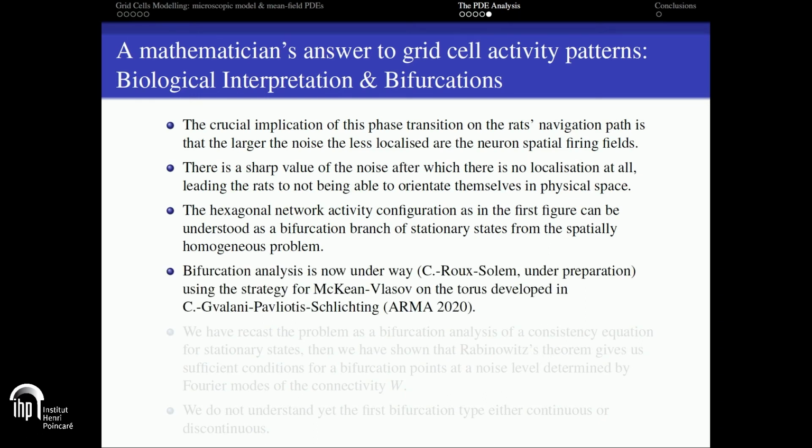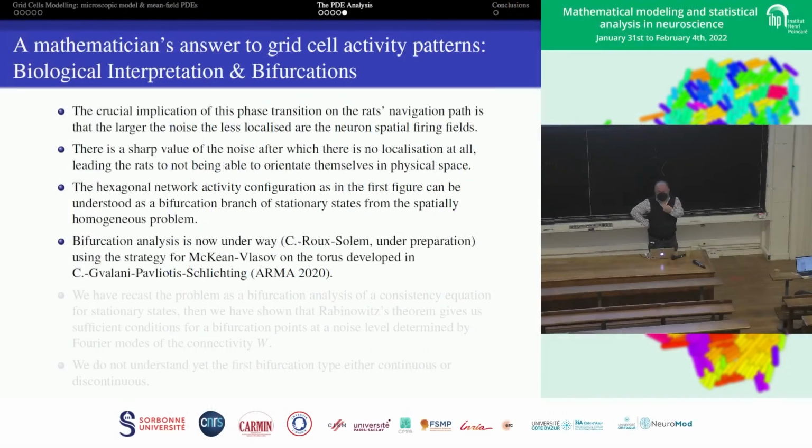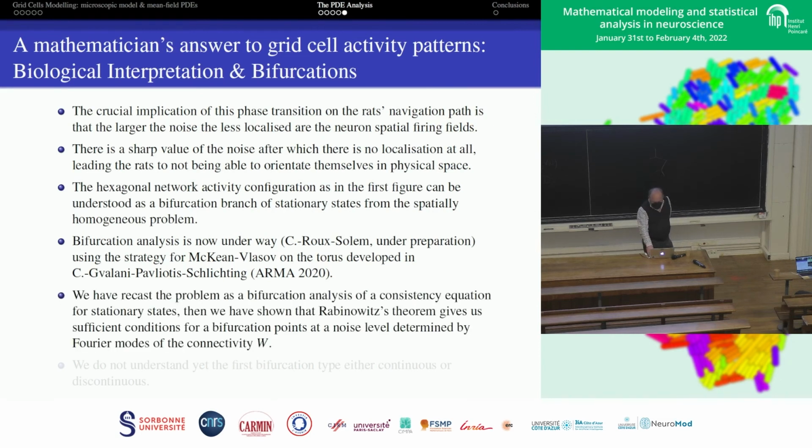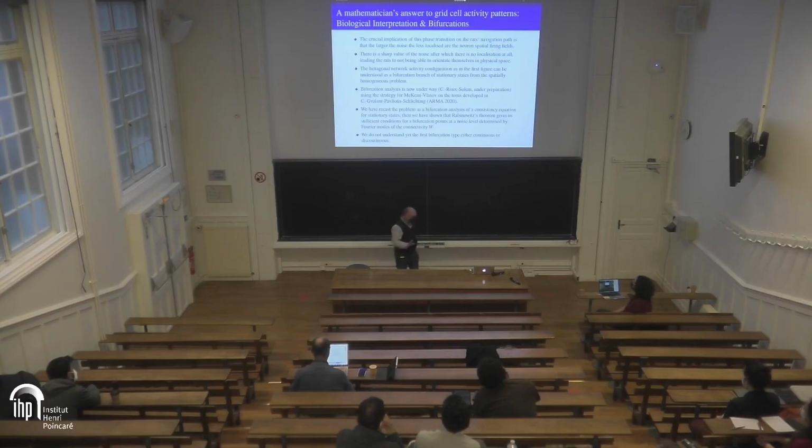So can we do that rigorously? This is what we are trying to do now with Pierre and Susanna Sulen in a work that is under preparation, in which we look at the bifurcation problem at the level of the PDE. Can we show that we have bifurcation branches starting from this F infinity? We follow a strategy very much related to a previous paper of mine for the Vlasov equation with Wabalani, Pavliotis, and Slichting, for the McKean-Vlasov equation. We use Rabinowitz's theorem for bifurcation analysis in the right setting. But still, there is a lot of work, because we don't understand the type of bifurcations that you may get. So that's the point where we are at the moment.